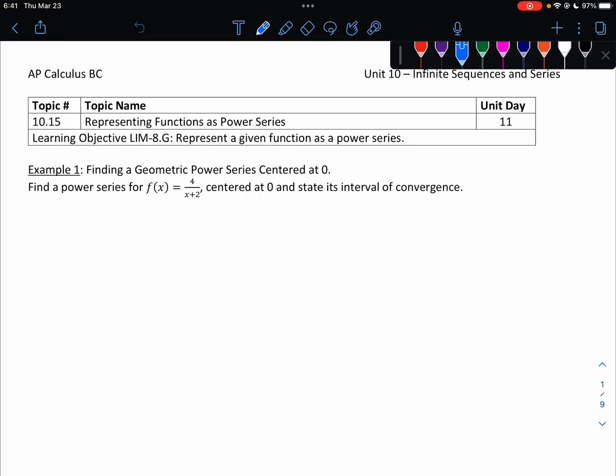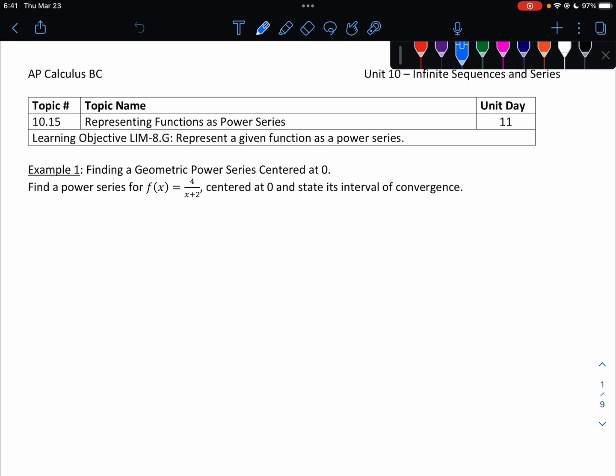Hello everyone, and welcome to what is going to be our final video in our Calculus BC series here. Topic 10.15, representing functions as power series. So we're going to talk a lot about different problems in this video here, but before we do that, let's start by finding a geometric power series centered at 0.